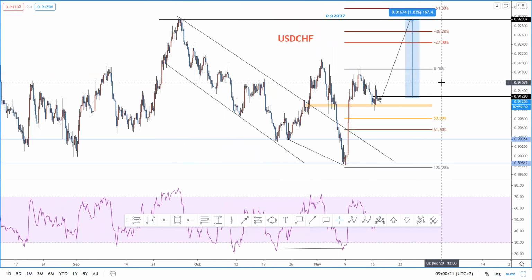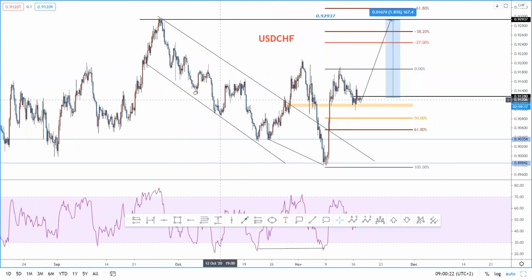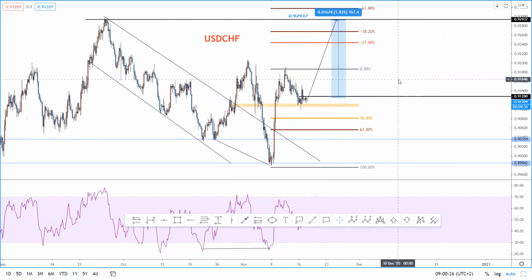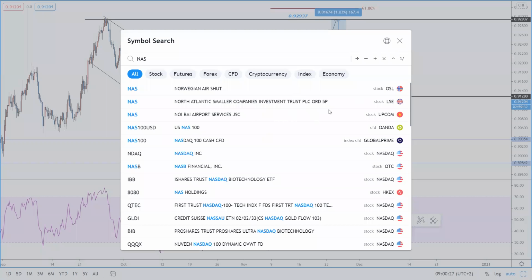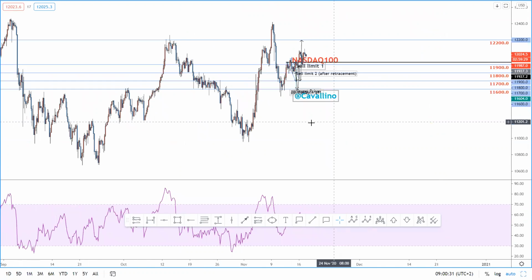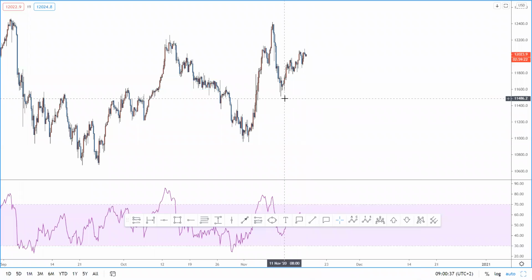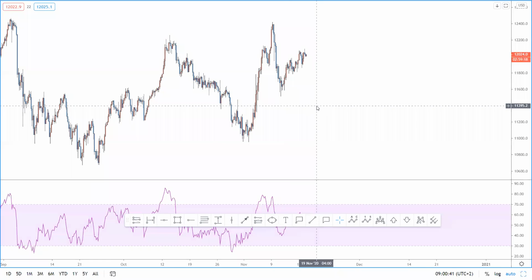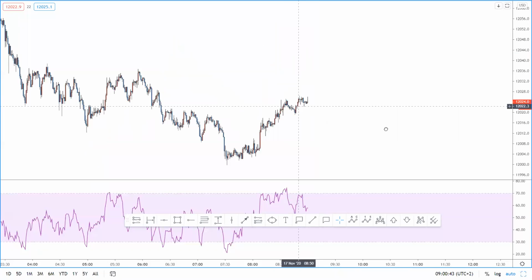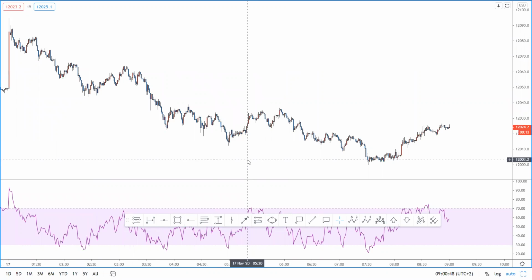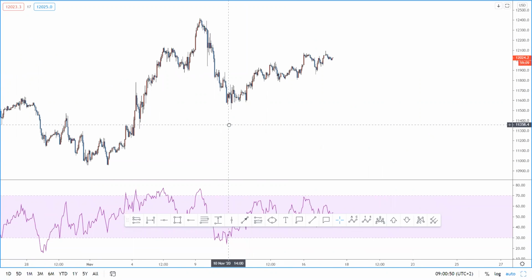USD/CHF. So fine, let's get to it. Now, I want us to analyze the NASDAQ together. I'm going to eliminate everything that I've done so far. Allow me to go to a 4-hour chart. Okay, let me scale it down to a 1-hour chart. I want us to see a clear picture.